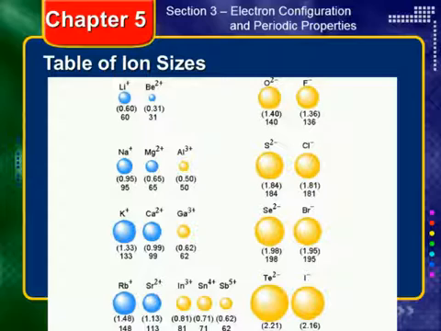Here's a table of ion size, and we're going to see our trends in play right here. We have lithium +1, we have beryllium +2, we have oxygen -2, fluorine -1. And yes, this is a graphical representation. Please use this for your reference.